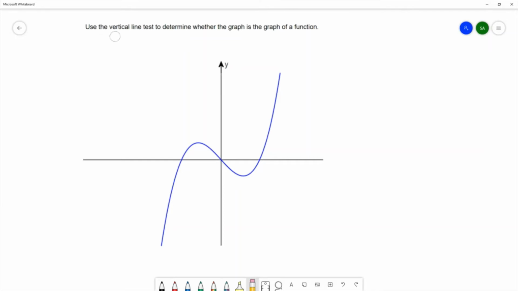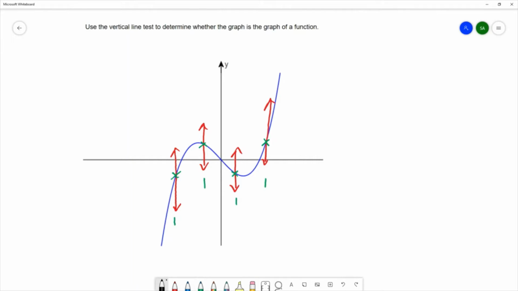This question says, use the vertical line test to determine whether the graph is a graph of a function. So with the vertical line test, what you're supposed to do is draw vertical lines all over the graph. And as you draw the vertical lines, you're going to check how many times that vertical line is crossing the graph. So for each one of these vertical lines that I've drawn, the vertical line is crossing the graph in one place.